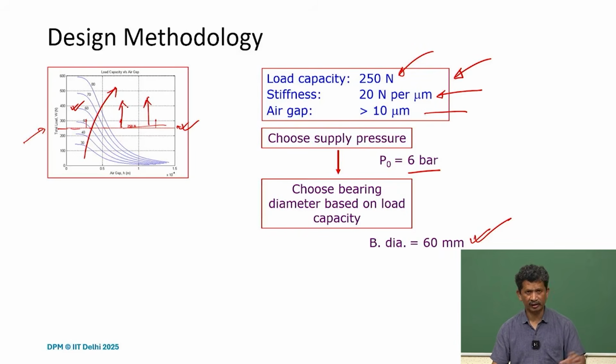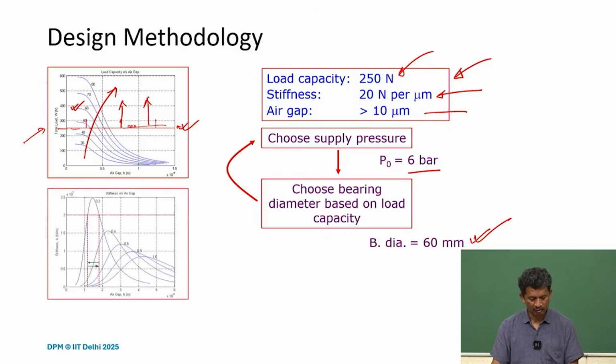And okay, air gap is also something we can have in our mind. If not, again we can look for different supply pressure and we can negotiate. If suppose the bearing diameter is either too big or too small, then what is the supply pressure we can comfortably choose? So of course, design is an iterative process, so we always have to be aware of that.